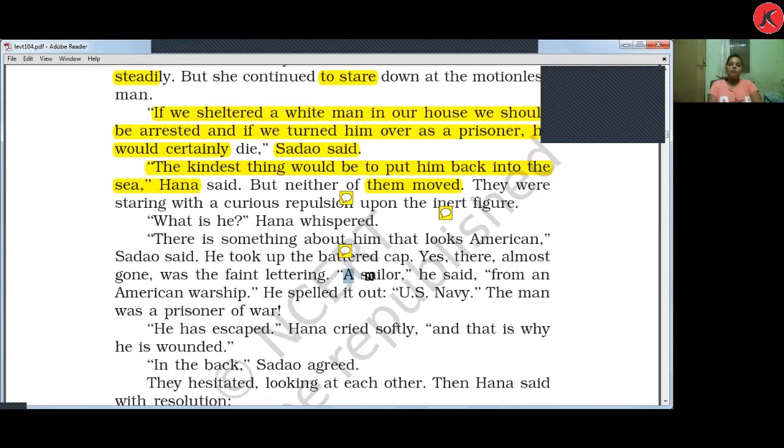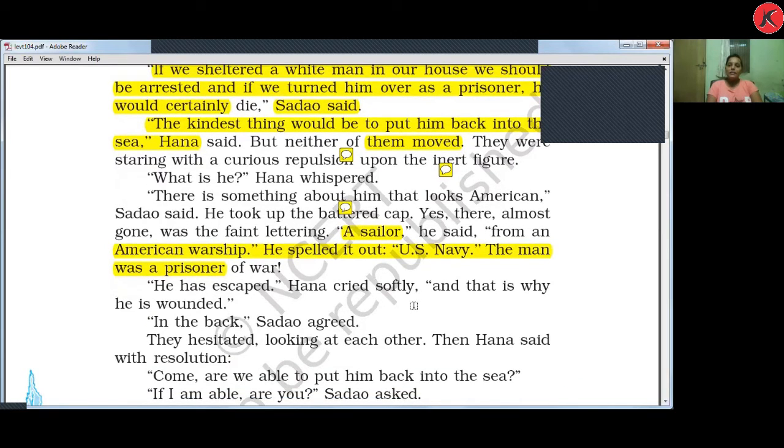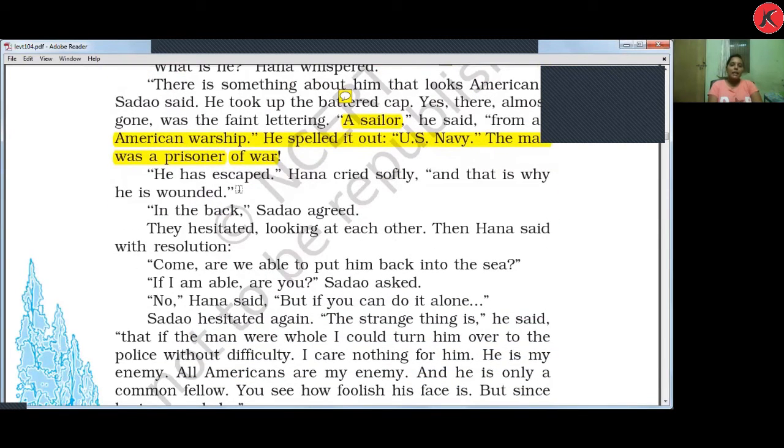"A sailor." Okay, now they are saying that he is a sailor. Maybe he came from an American warship. He spelled it out: US Navy. So they are confirmed that this is an American Navy sailor. "The man was a prisoner of war, and he has escaped," Hannah cried softly, "and this is why he is wounded." Hannah is saying that he was wounded because he tried to escape from the prison. "In the back," Sadao agreed. "Yes, you are right."